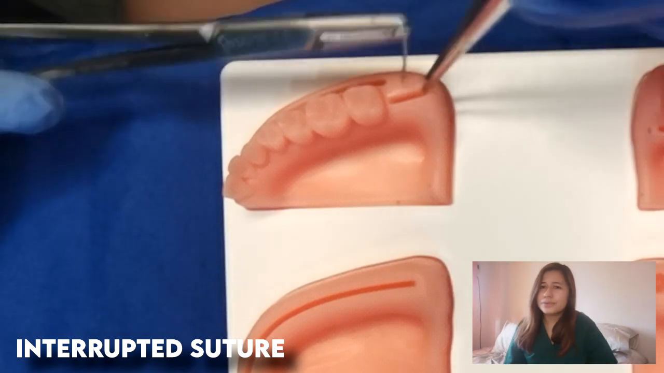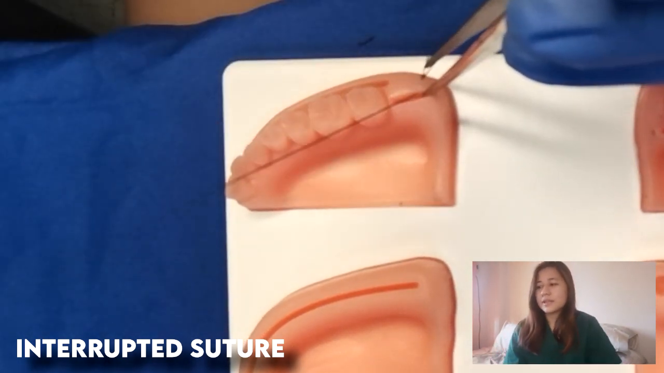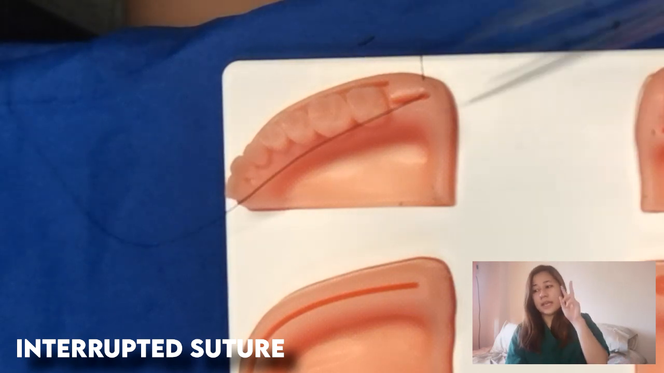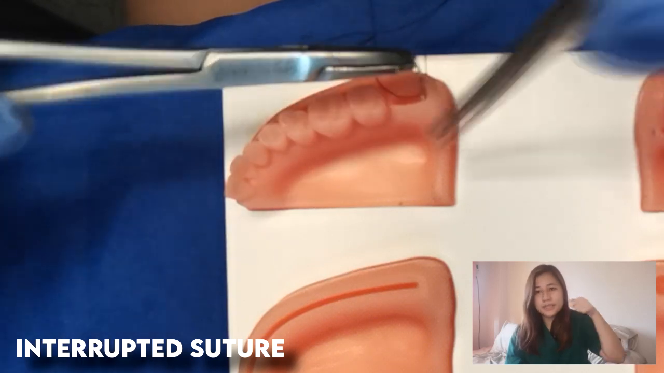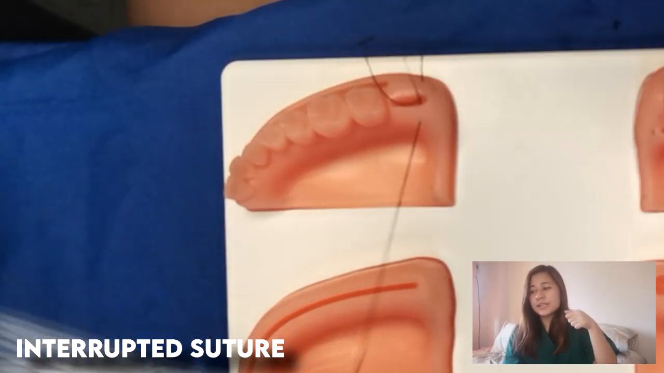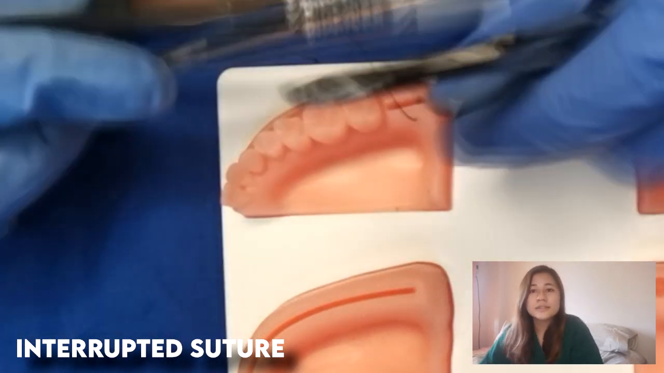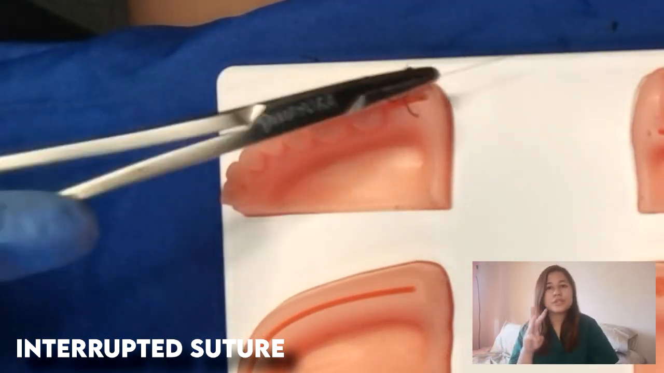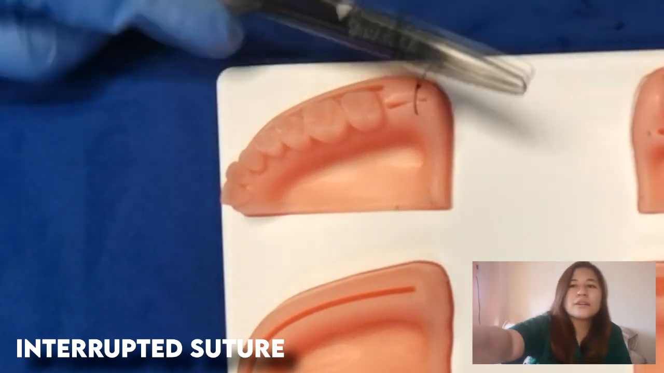Interrupted sutures. How do you do the suture? So you do the pass technique, and then 2 loops around the needle holder. Then grab the tail and do the knot. So we do the surgeon's knot. You do 3 clockwise, 2 counterclockwise, 1 clockwise.